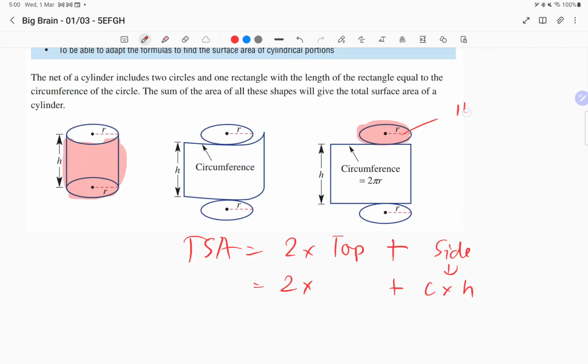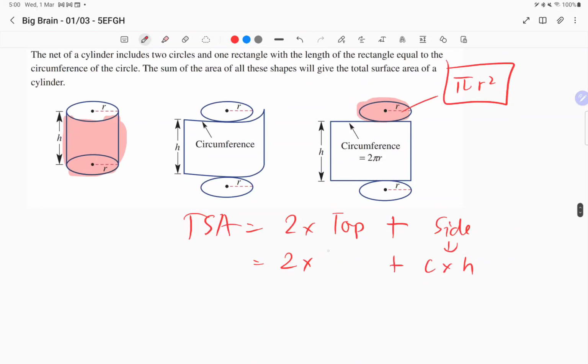It starts with pi times r squared, correct? Pi times r squared. That's the area of a circle, right? So that's just 2 times pi r squared, and then the side area is the circumference times the height.